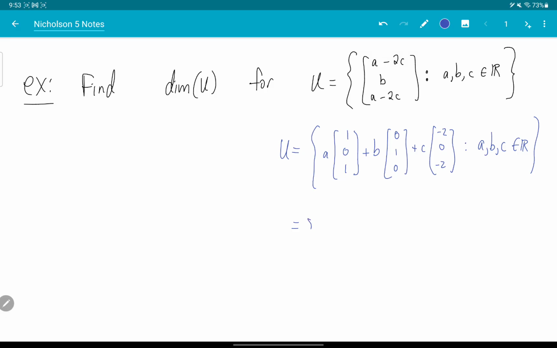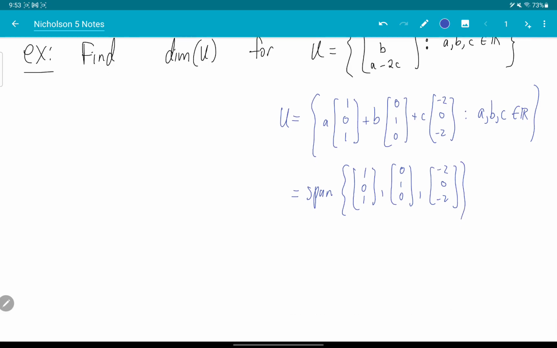So U is equal to the span of 1, 0, 1, 0, 1, 0, minus 2, 0, minus 2. So I can think of that as a column space, right? Remember, column space is the span of the columns of some matrix. This is called A. This is a column space for A given by these columns.